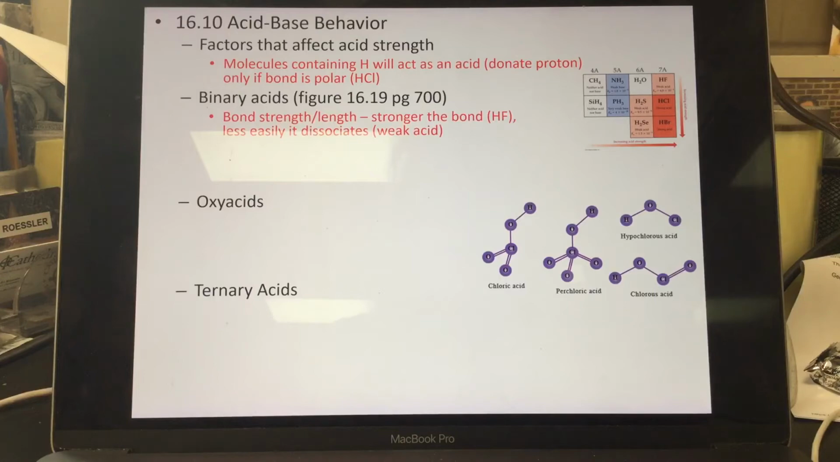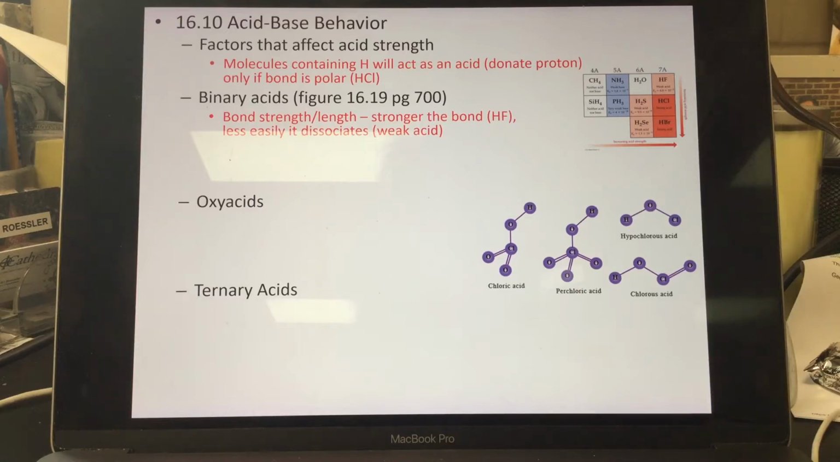So the binary acids, which again the strong ones are hydrochloric, hydrobromic, hydroiodic, depend on their bond strength as well as their bond length, because again, longer single bonds are weaker than double or triple bonds. The stronger the bond, the less easily it dissociates.